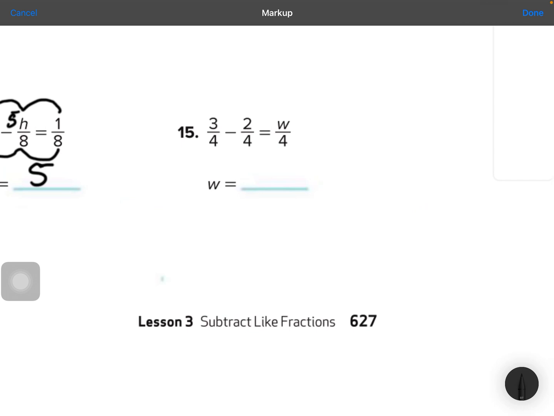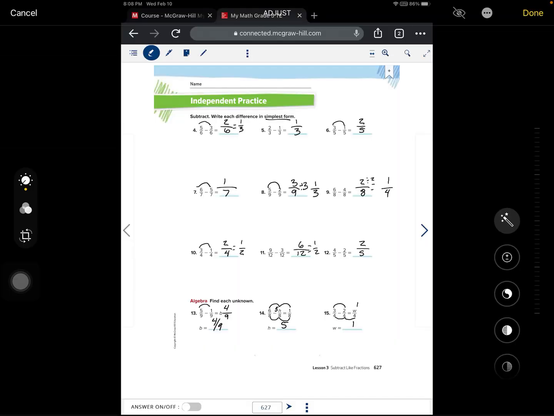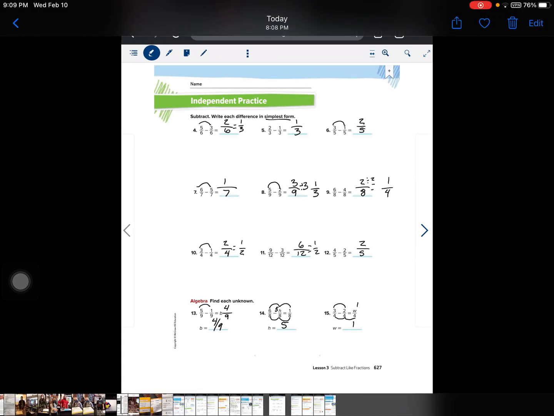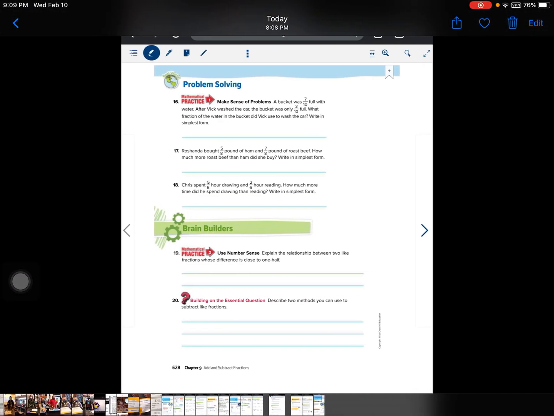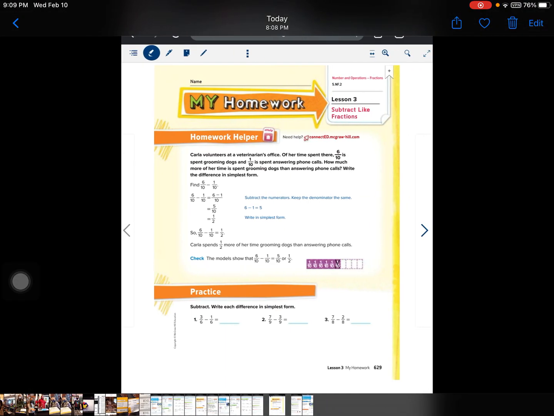All right, number 15. We have 3/4 subtract 2/4 equals something. Well, they've got all the 4's correctly, so let's see what we can do here. 3 minus 2 is 1, so W is 1. All right, friends, check your work. We're not going to worry about that. Let's go to the homework.